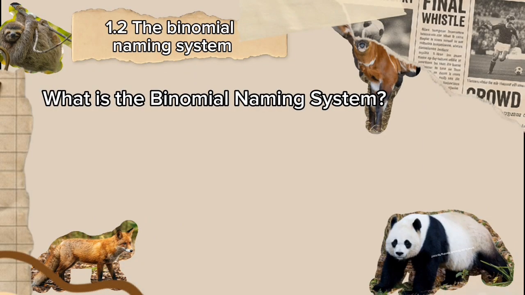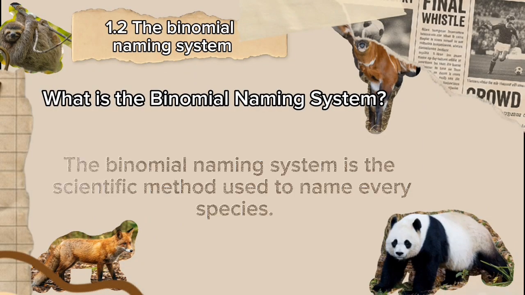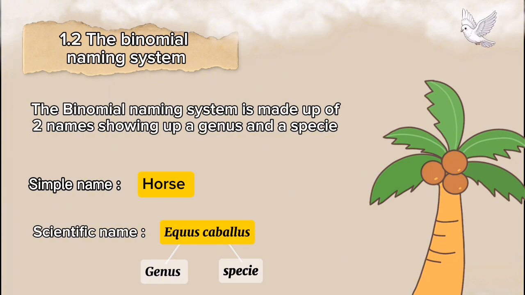What is the binomial naming system? The binomial naming system is the scientific method used to name every species. It is made up of two names showing the genus and species. The scientific name for horse is Equus caballus.